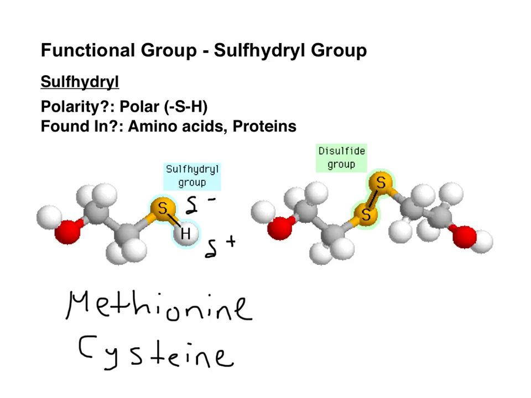Later on, we'll see that these sulfhydryl groups that are part of the amino acid cysteine in particular can actually form their own type of covalent bond called a disulfide bond. You can see that right here. And this disulfide bond, again, is a covalent bond that will act to hold two amino acids together that are part of a single protein polymer.